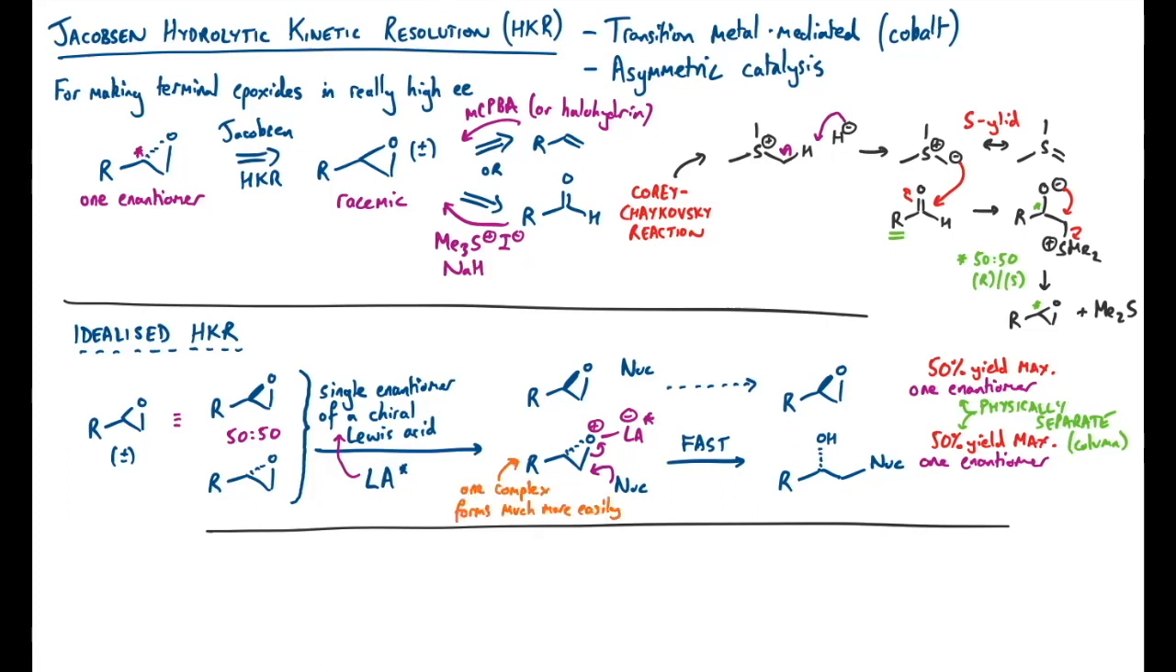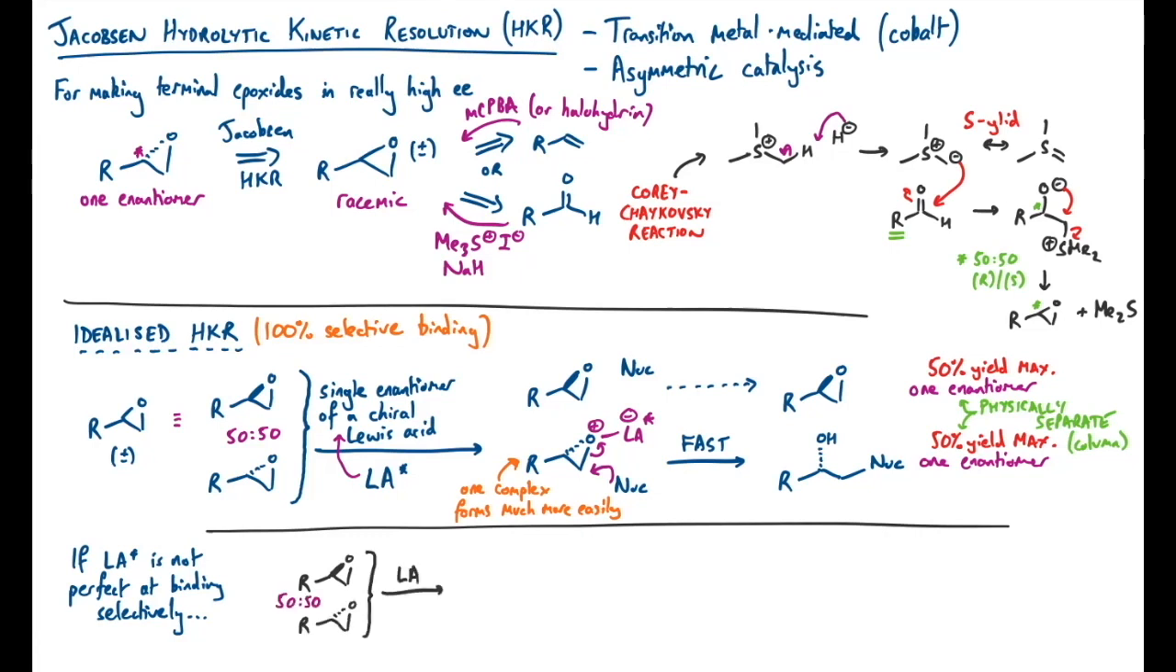Now in the idealized setup, we're saying that the catalyst is 100% selective at its binding of one enantiomer. Now, of course, the world isn't perfect. If the Lewis acid is not perfect at binding selectively, we should just have a look at what the consequences are. I still start off with my 50-50 mixture of epoxides here. I treat them with my Lewis acid and my nucleophile again. But this time I'm just going to say that the catalyst isn't as good and it is just 90% selective for the intended enantiomer of epoxide.